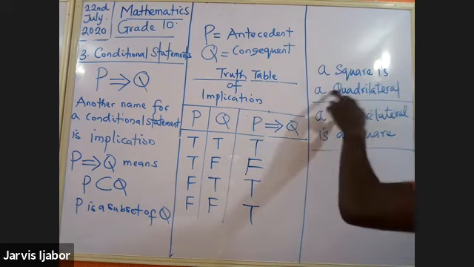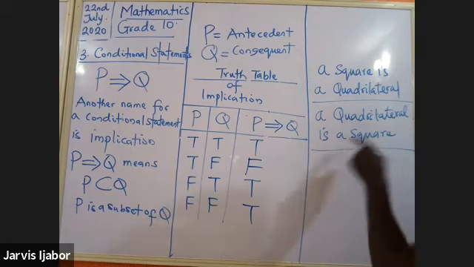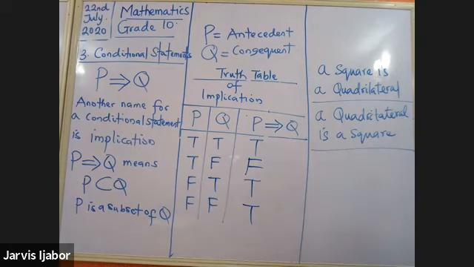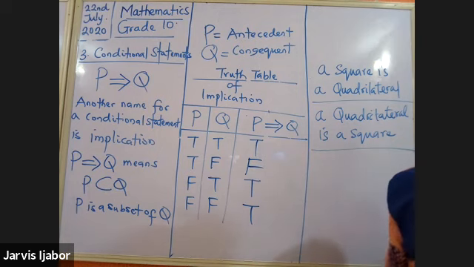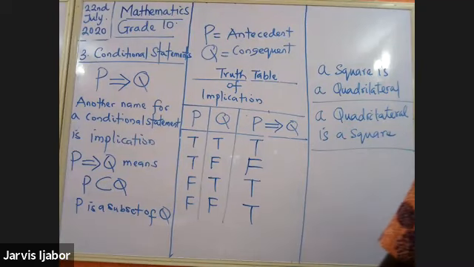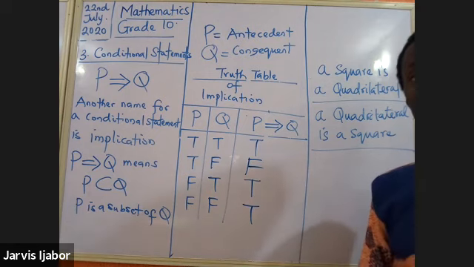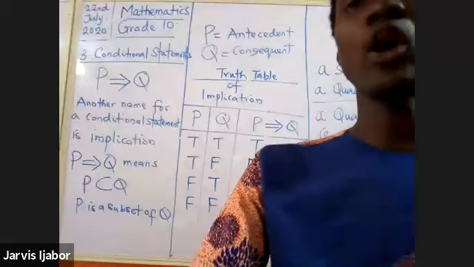A square is a quadrilateral. Is it true? A quadrilateral is a square. Which of them is correct? You should see why it is conditional now. Waiting for feedback. Okay, don't worry, let me unmute you so that you can answer.